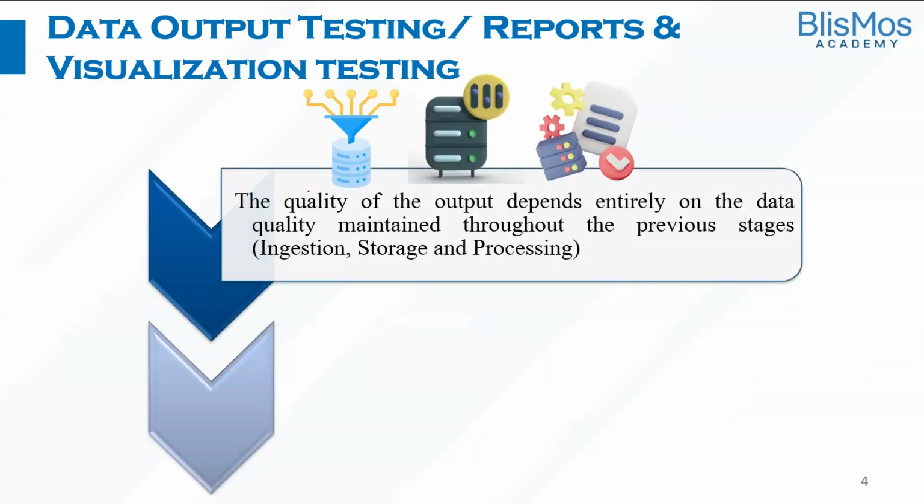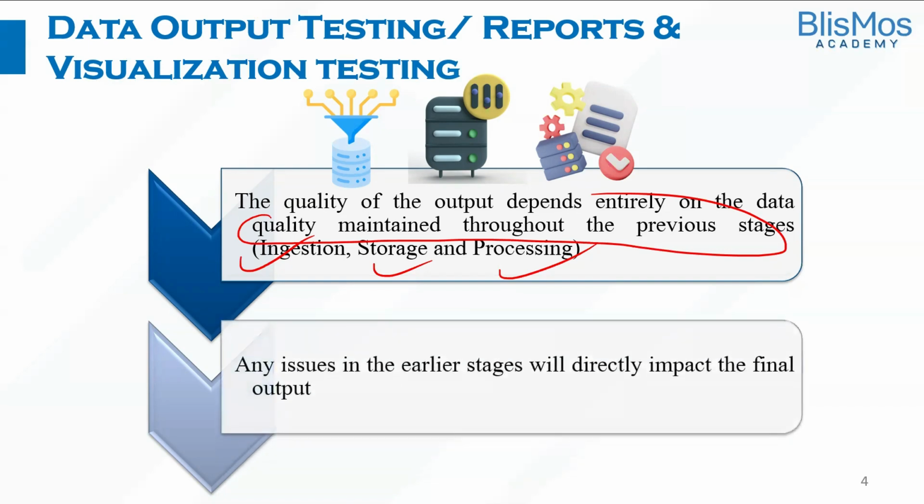The quality of the output depends on the quality maintained throughout the previous stages like ingestion, storage, and processing. In case we have done anything wrong in the ingestion, storage, or processing, the output will not be correct. So we have to do a good job in the ingestion, storage, and processing. Any issues in the earlier stages will directly impact the final output.